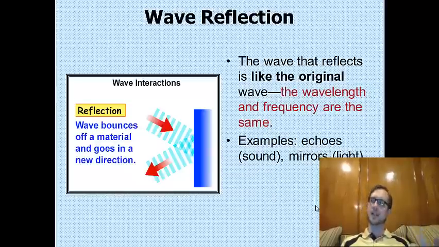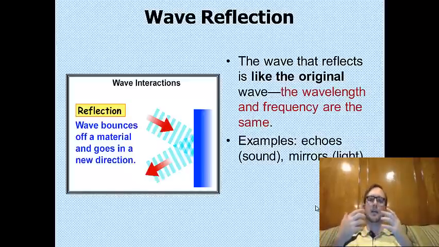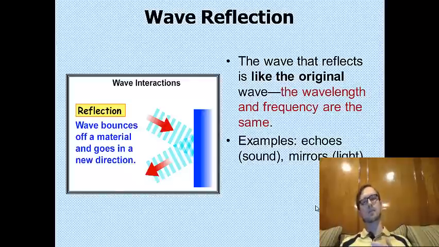A good example is like an echo. So you yell out, you get the same sound, you get the same pitch, you get the same noise that comes right back, but it's changed direction. It's no longer going forward, it hits, it bounces, and it's coming back at you. A mirror is another good example. The light waves that reflect in the mirror look exactly the same in the mirror as they do in the original, but they're coming from a different direction. That's the only thing that happens in reflection.